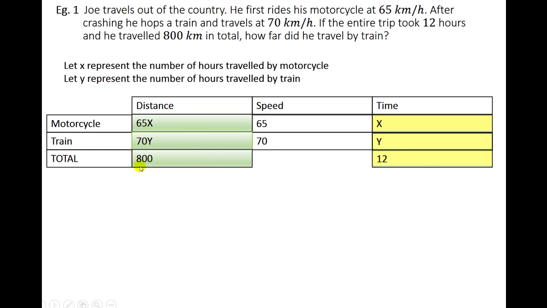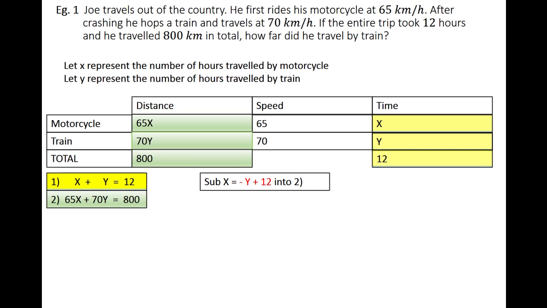So clearly we have two equations that can be obtained from the graphical organizer. Equation 1 deals with time. x plus y equals 12. Equation 2 deals with distance. Now you can choose a method of solving. I have chosen the method of substitution.